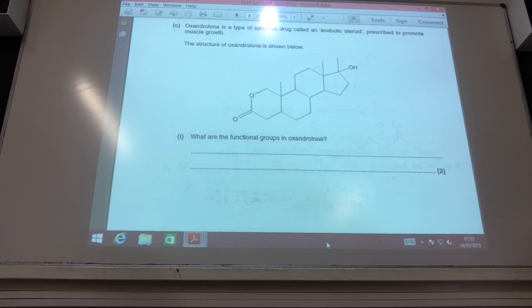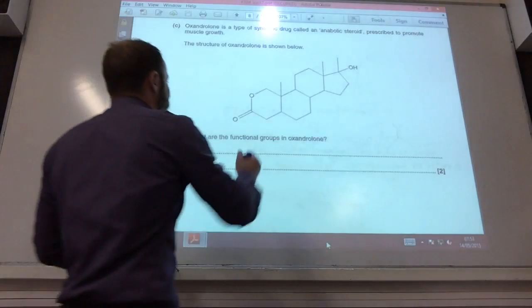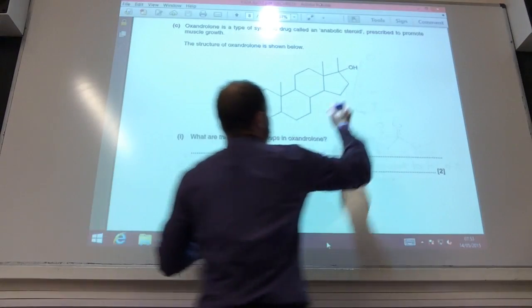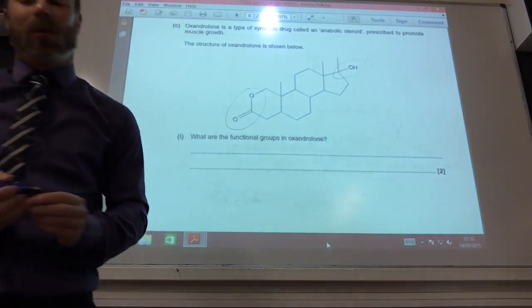Let's have a look at it. What are the functional groups in this steroid? Well, you can hopefully see this one here is an ester, and that one there is, of course, an alcohol.